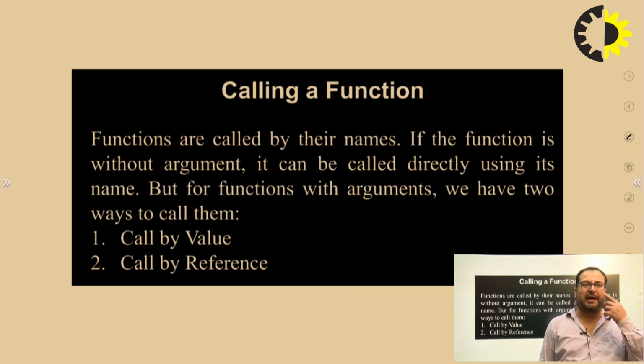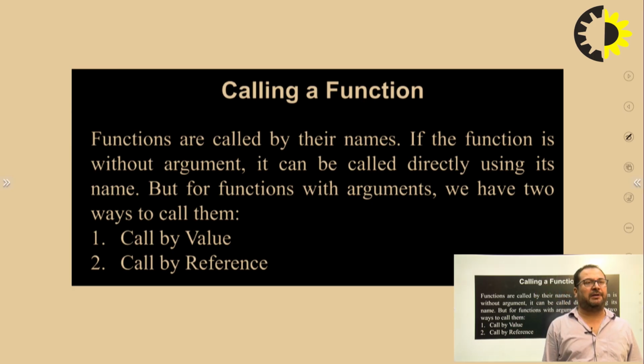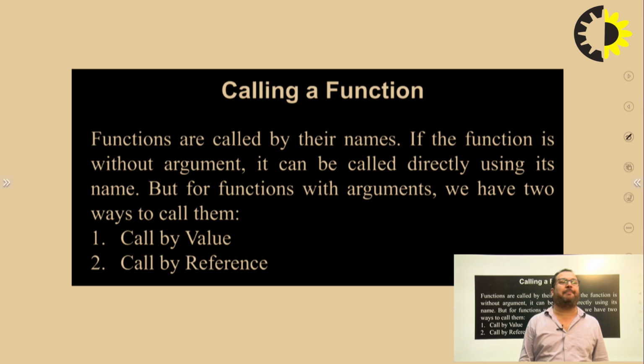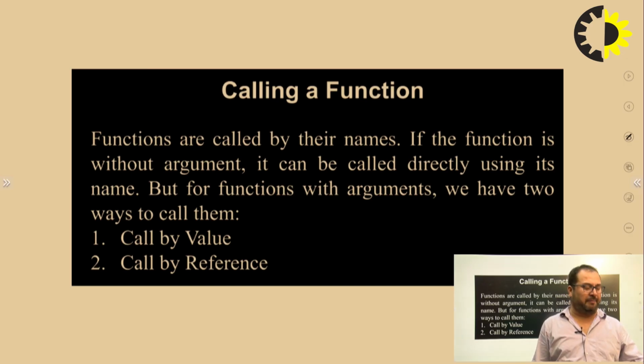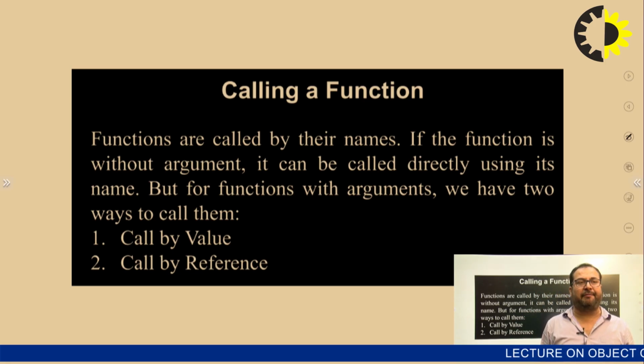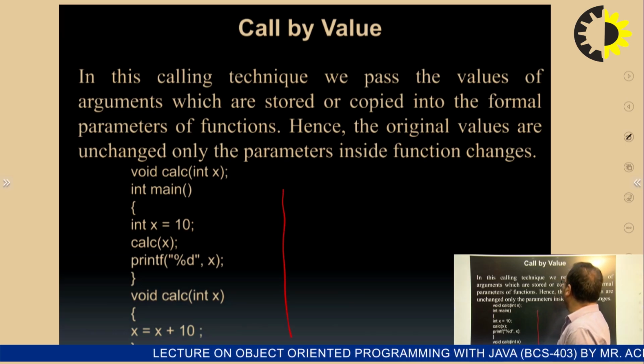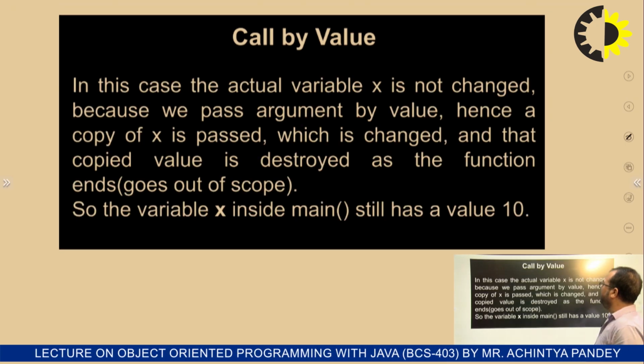So a function can be called in C by call by value and call by reference. Call by value means by passing the value to the function, and call by reference means by passing the reference. Reference means you can pass the address of the data, the address of the variables. Passing the address of a variable to the function is called call by reference, okay. So this is just a simple illustration of call by value and call by reference, okay.